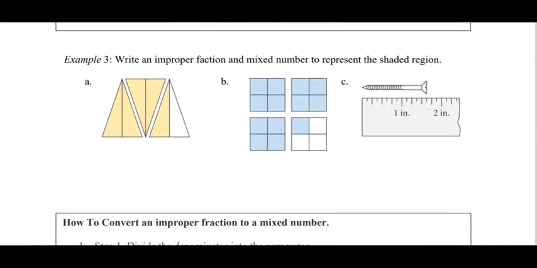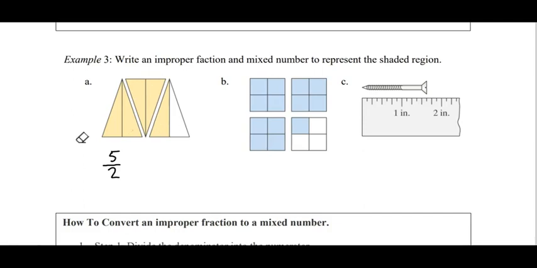Let's start with the improper fraction. For an improper fraction, you start with the denominator. The denominator is 2 because each separate triangle was divided in 2. Then let's count how many shaded parts we actually have. I have 1, 2, 3, 4, and 5. The sixth one is not shaded, so I cannot use it. So it's 5 over 2.